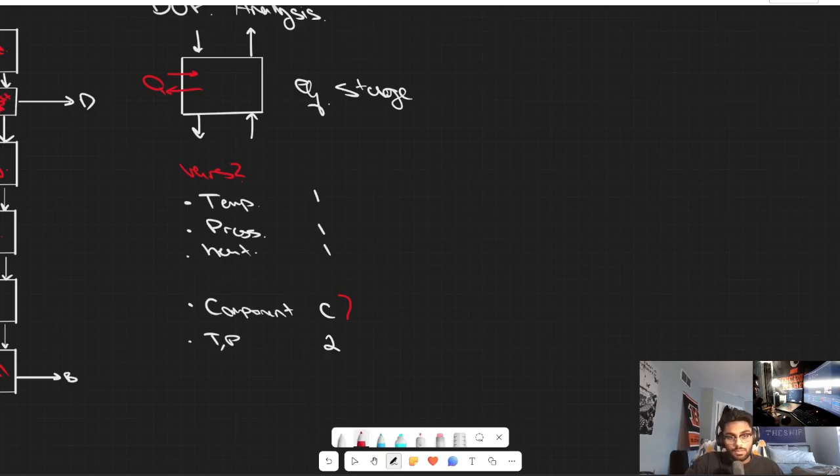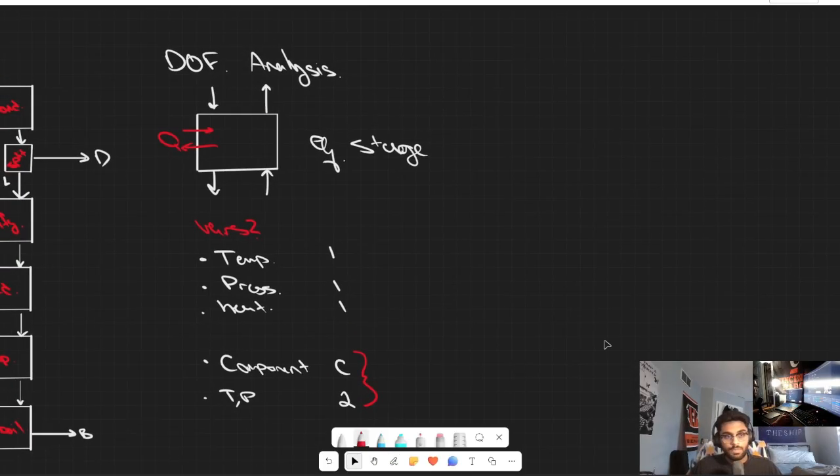So for these stream-wise components, you see that there are 4 streams. There's an entering liquid stream, an exiting liquid stream, an entering vapor stream, and an exiting vapor stream. So you're going to have a total of 4 times C plus these 2 temperature and pressure considerations.